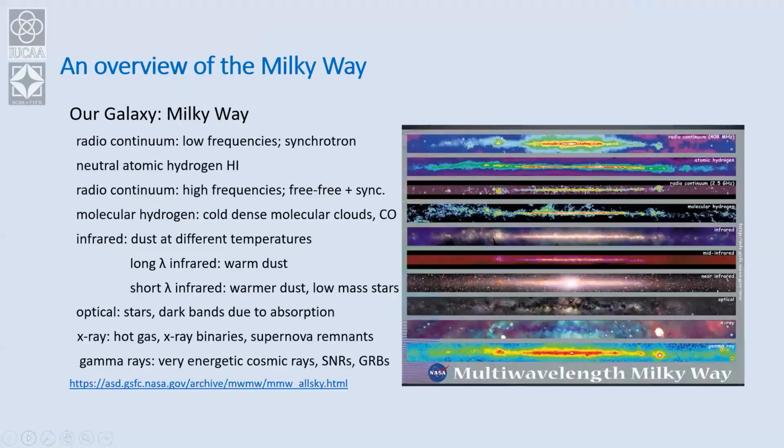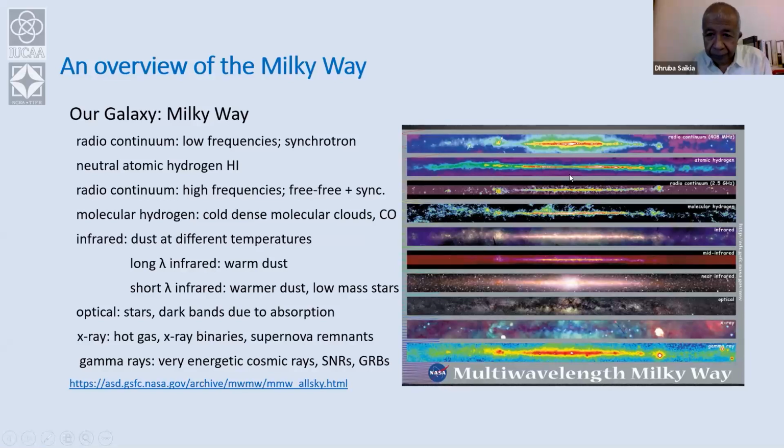Okay. Now, this is just a brief glimpse of our Milky Way at different wavelengths. The top slide you can see over here is a radio continuum, largely synchrotron emission, which is non-thermal emission of highly relativistic particles gyrating in magnetic fields. Next one is neutral atomic hydrogen, which you're familiar with from Subhashish's lecture. This is the spin-flip transition of neutral atomic hydrogen. You can see that it has a small scale height.